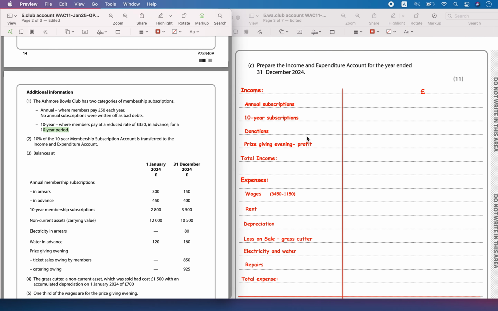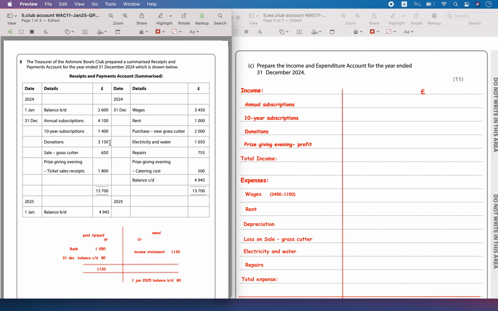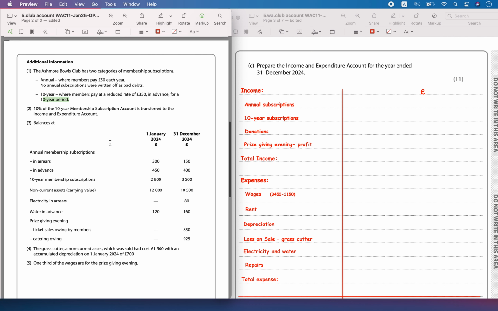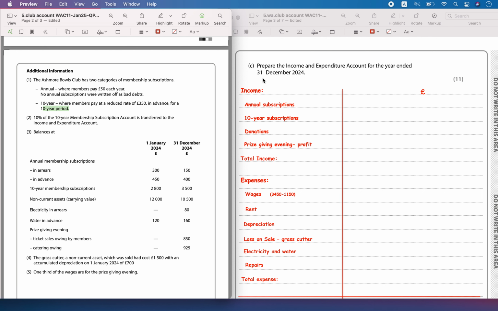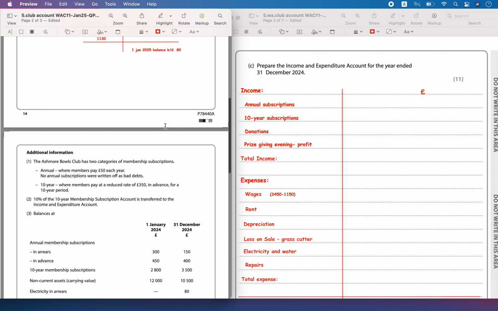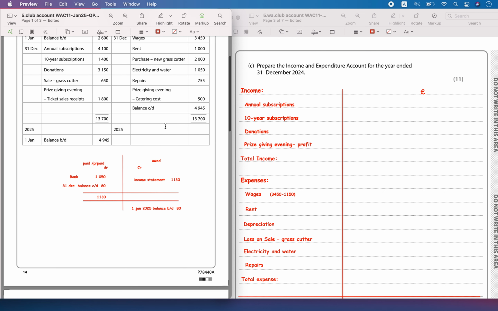Hello, today we are going to solve Jan 2025 paper question number 5 part C. Prepare the income and expenditure account for the year ended 31st December 2024. So let's calculate what is the income.